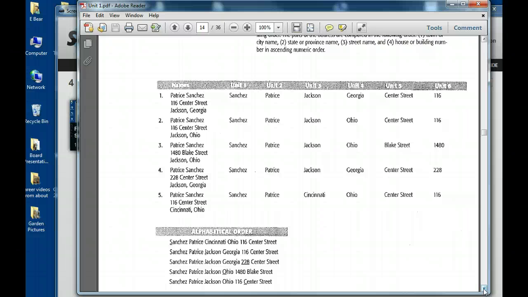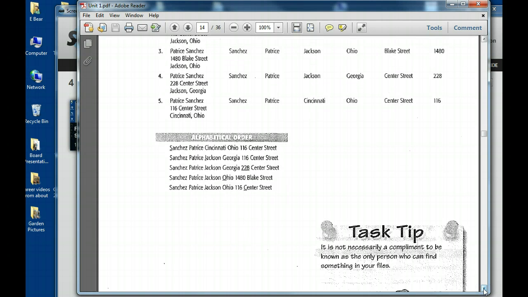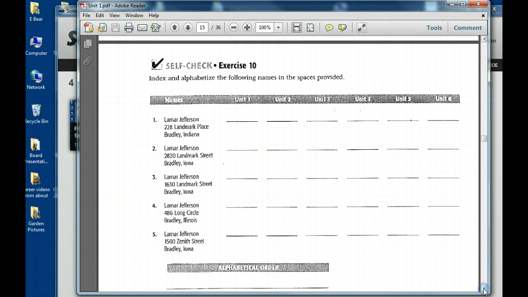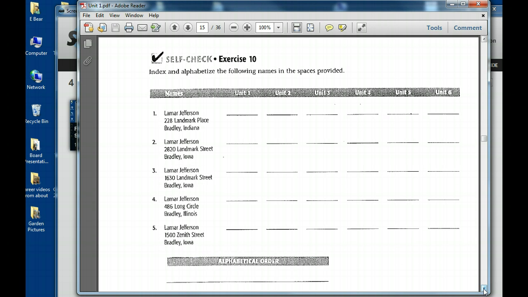228 comes after 116. We can then go back and look at the two that have the same address of Jackson and Ohio. One is on Center Street and the other is on Blake Street. Because B comes before C, we know that Sanchez Patrice, Jackson, Ohio, 1480 Blake Street will come before Sanchez Patrice, Jackson, Ohio, 116 Center Street. Complete exercise number 10 and check your answers.